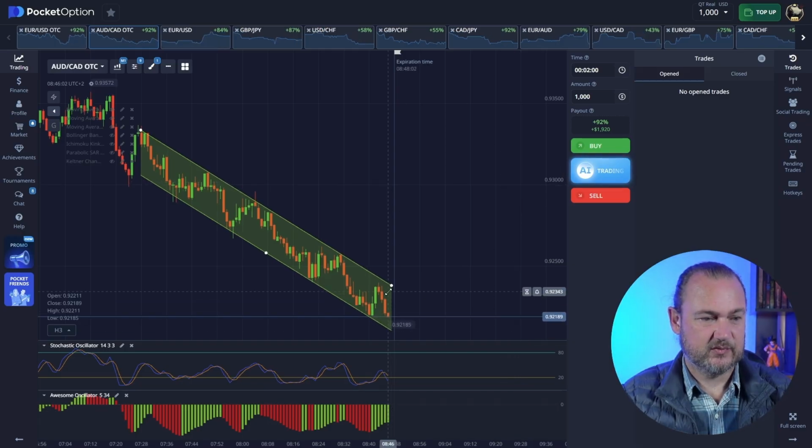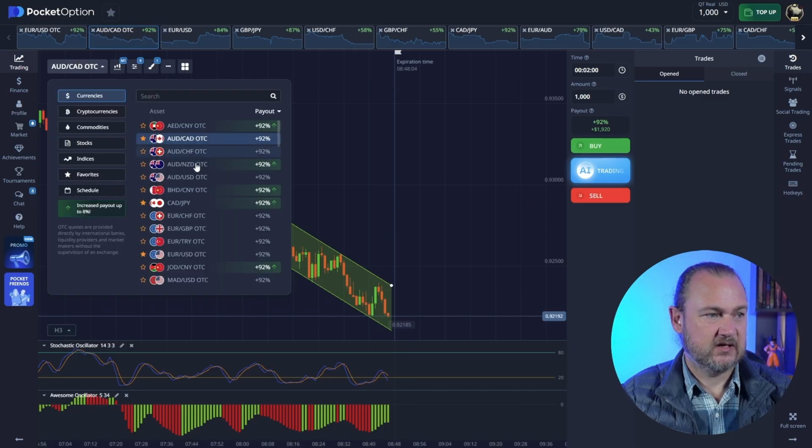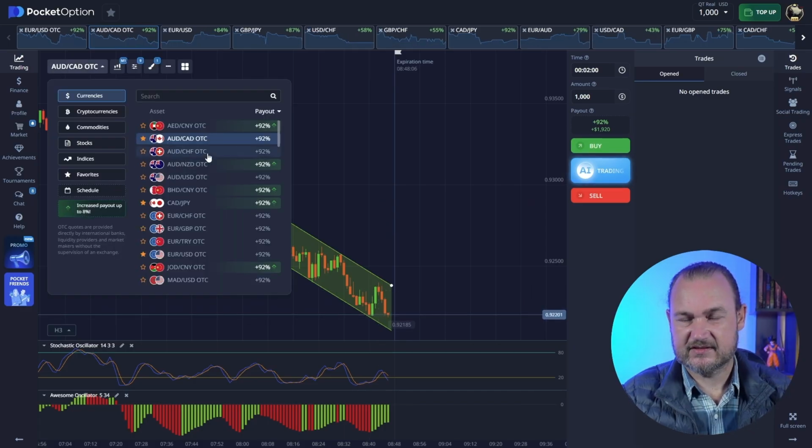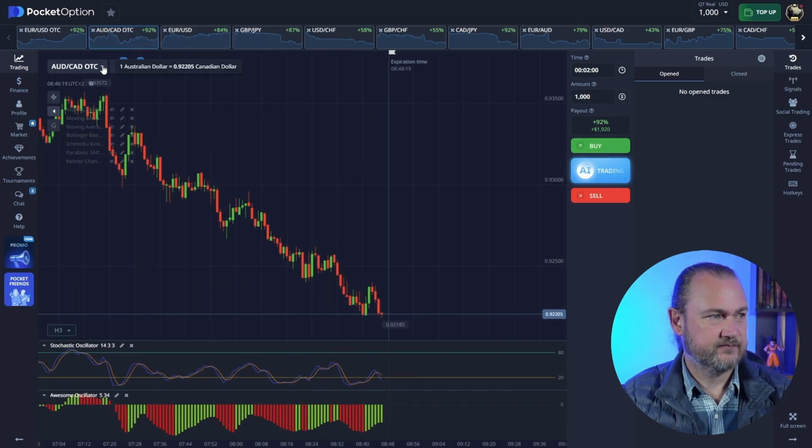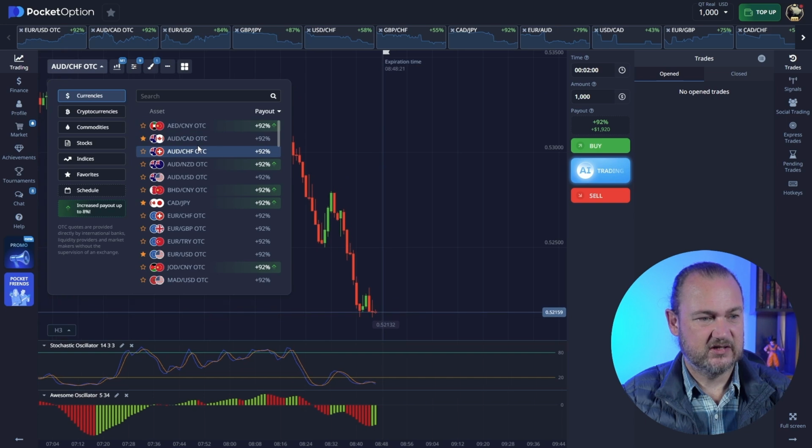No red histogram. Okay, so we're going to stay out of this. It's not behaving like it should for our strategy. So we're just going to look at different assets. Get that out as well. Okay, we'll just continue down the list and see if we find something.